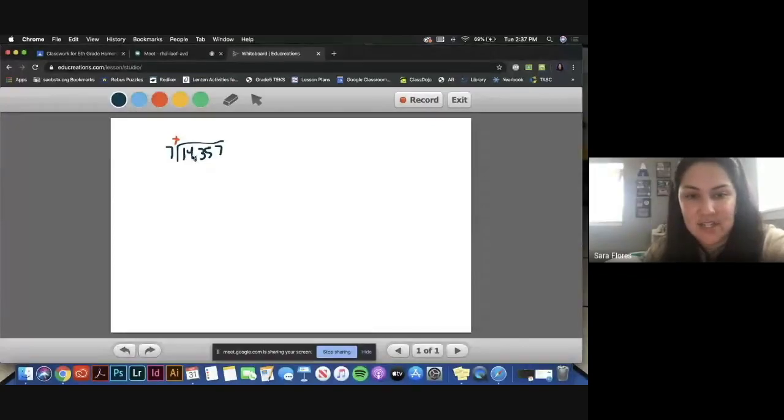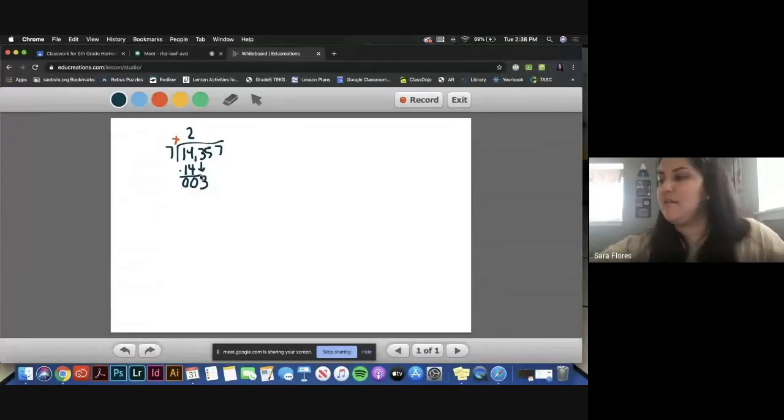Now, we moved over to the second digit, so we're going to stay right on top of that number. So we know 7 goes into 14 twice. So 2 times 7 would be 14. I'm going to subtract, and I get 0. Now 7 can't go into 0, so I'm going to bring down my 3 to help me out over here. And then I'm going to get, hold on, give me a second.